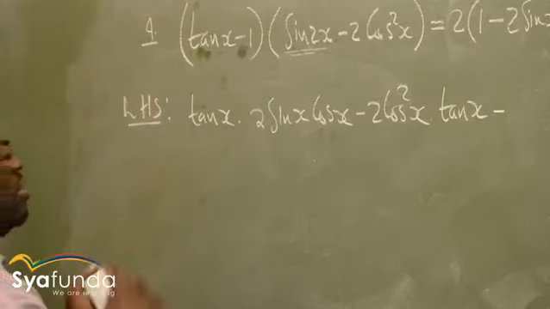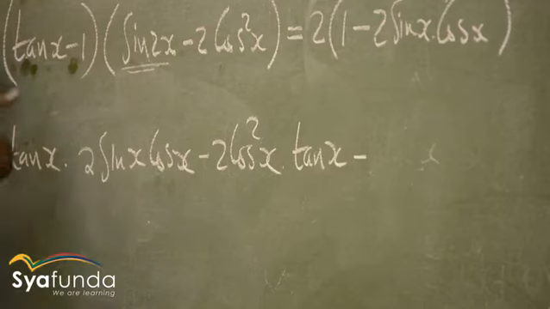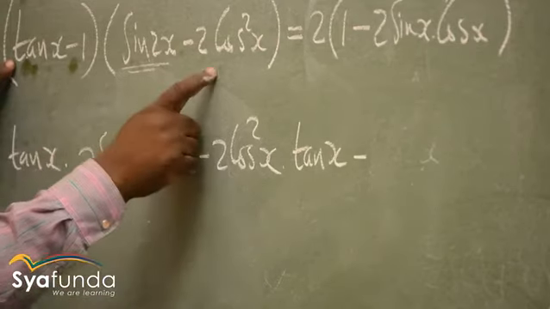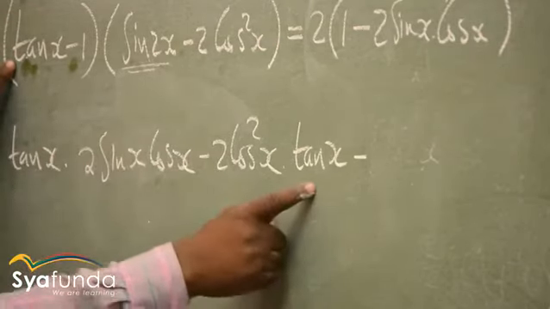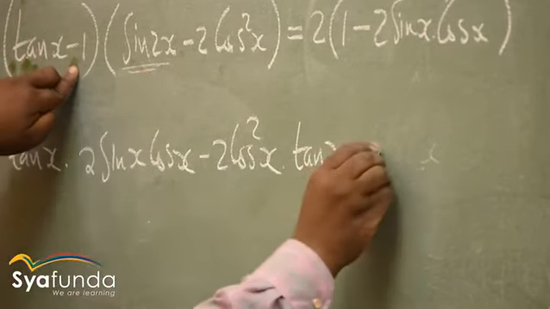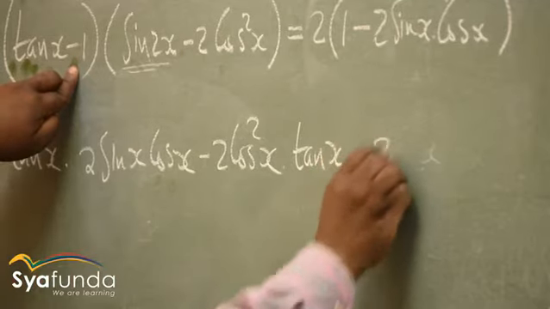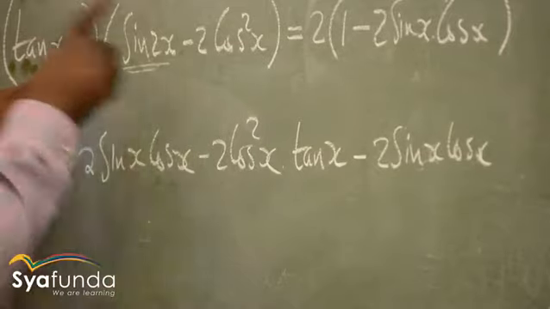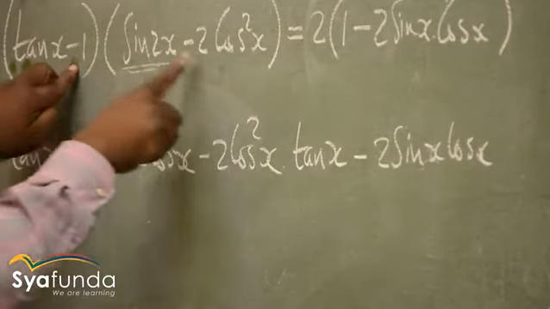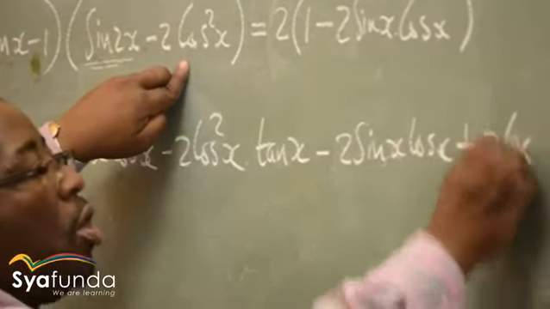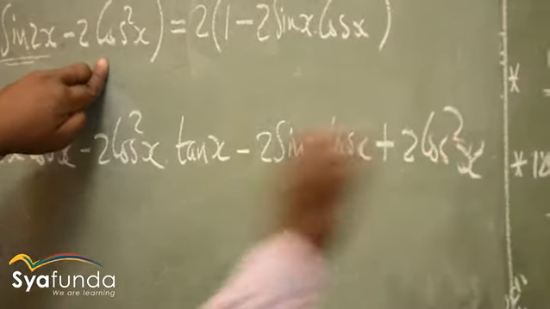Let's do it again to make sure that we've captured everything. We've set this times that. It's tan x and this one, which comes from that one. Then this times that. And this times this. It's sine 2x, which is the same as 2 sine x cos x. Then this times that. It's minus times minus, which will give us plus 2 cos squared x. This is what we have.